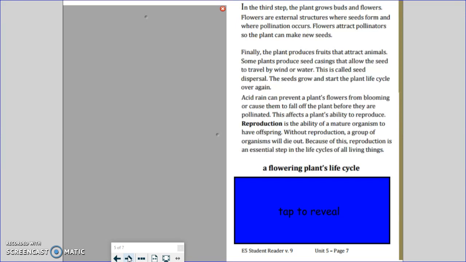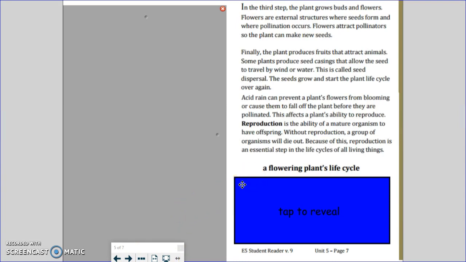Acid rain can prevent a plant's flowers from blooming or cause them to fall off the plant before they are pollinated. This affects a plant's ability to reproduce. Reproduction is the ability of a mature organism to have offspring. Without reproduction, a group of organisms will die out. Because of this, reproduction is an essential step in the life cycles of all living things.